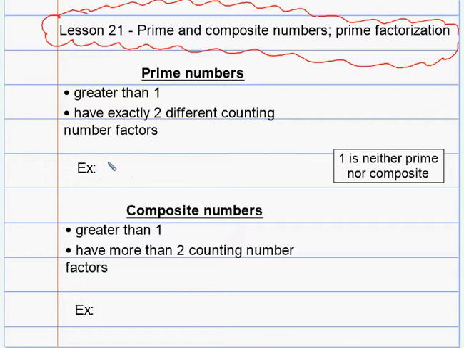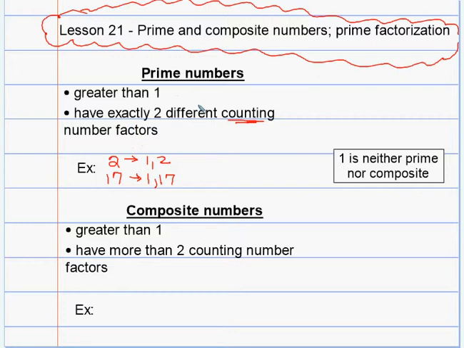An example would be the number 2, which would have factors of 1 and 2. Those are two different counting number factors. Another example might be 17. If you think about that, the only numbers that are factors are 1 and 17 that are counting numbers.